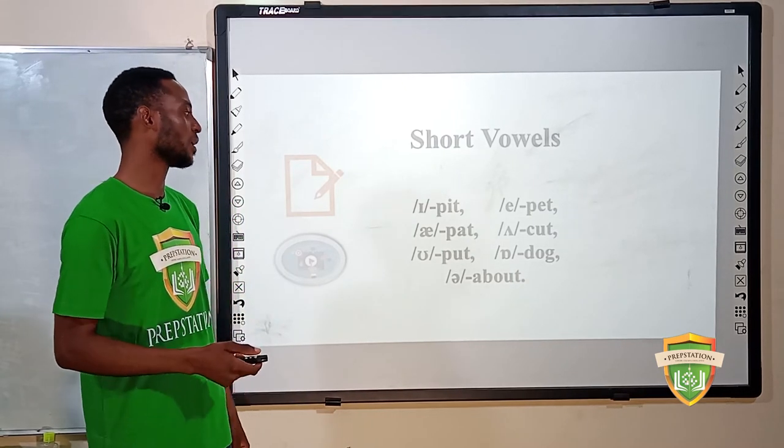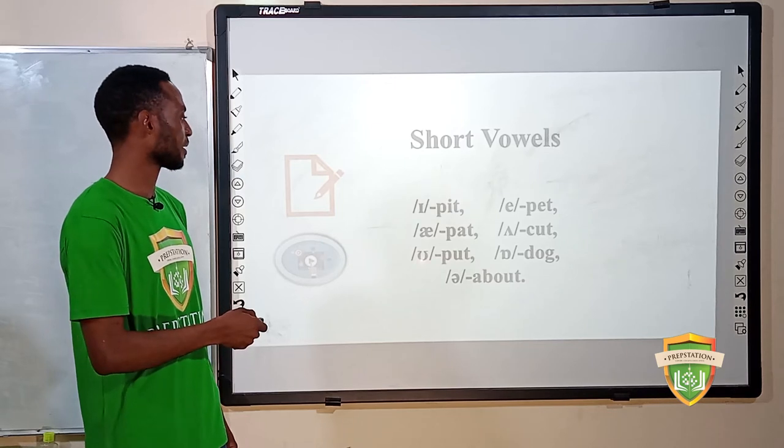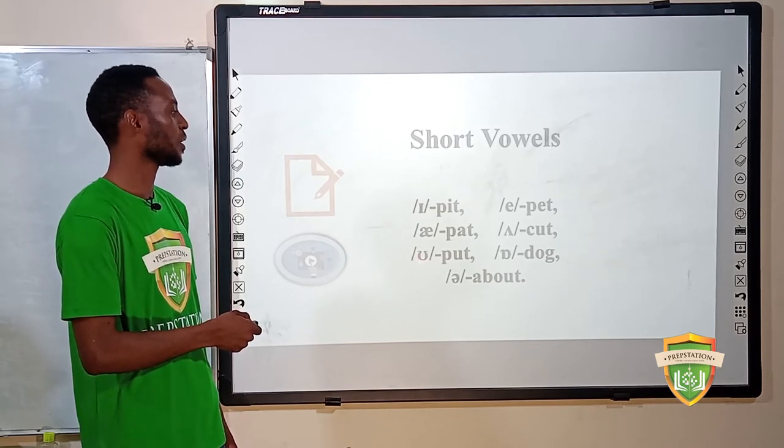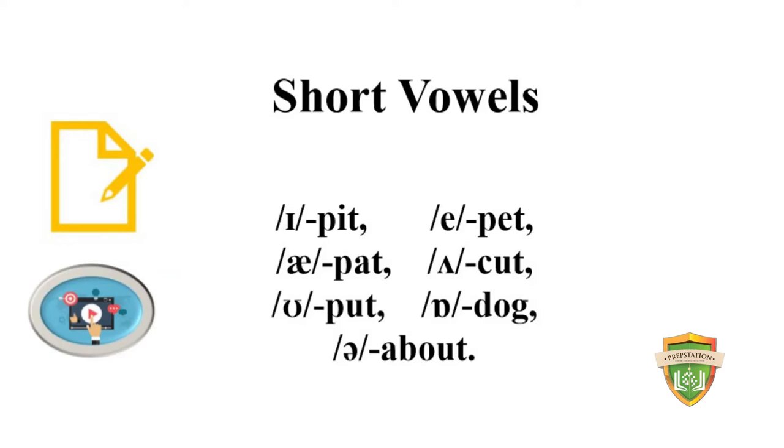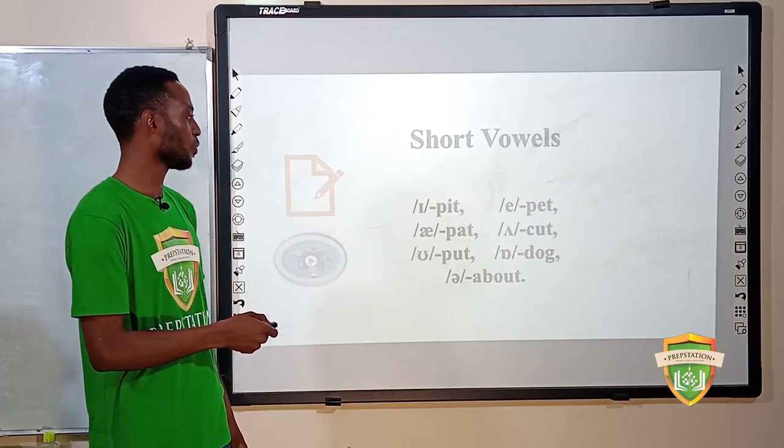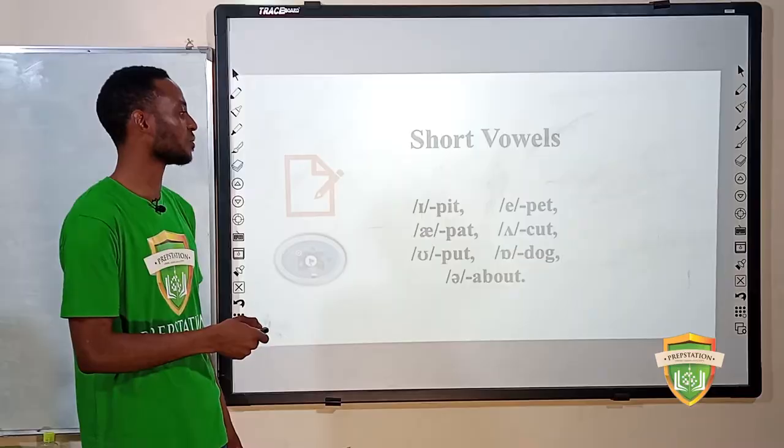And other examples. Another one that I want us to look at is the short oo sound. For instance, you have put, and you have other examples as well. Then we look at the short o sound.